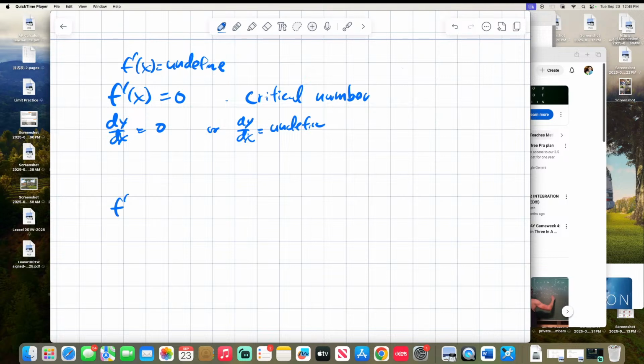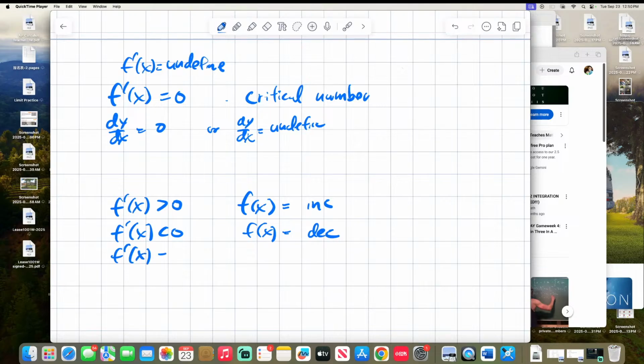But what happens when f prime of x is greater than 0? What's the original function? The original function is increasing. F of x is increasing, because f prime of x is a slope. If f prime of x is positive, then it's going to go up. So the slope is positive. Does that make sense? So it has to be increasing. If f prime of x is less than 0, then f of x is decreasing. Now, if f prime of x equals 0, then f of x is a constant. Those are basic things that we learned last year.